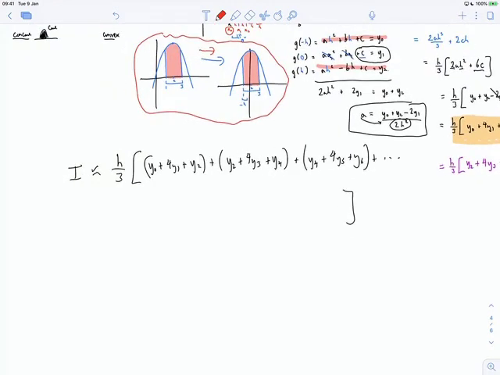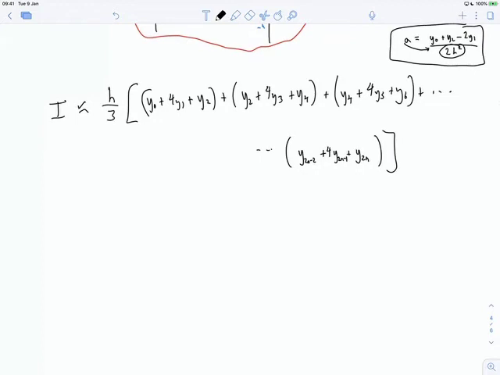So what would the last one be? The last one would be, well, we know the end would be y of 2n. We know there'd be 4 lots of the one before that, which is y of 2n minus 1. And there'd just be a single lot of the one before, which is y of 2n minus 2. Now, we're nearly there. We're so nearly there. Okay. So, this integral can be approximated by h over 3.